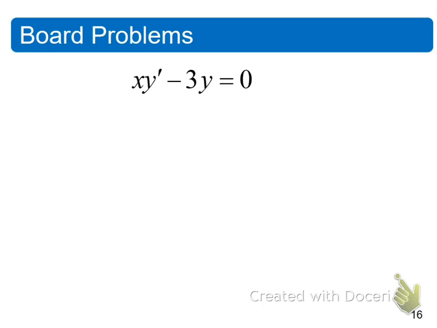Okay, here we go. Let's work this out together. x times y prime minus 3y equals 0. So I want you guys to think about, when you see y prime, we've written it that way many times also. Let's rewrite that as dy over dx. So let's rewrite this as x times dy over dx minus 3y equals 0.